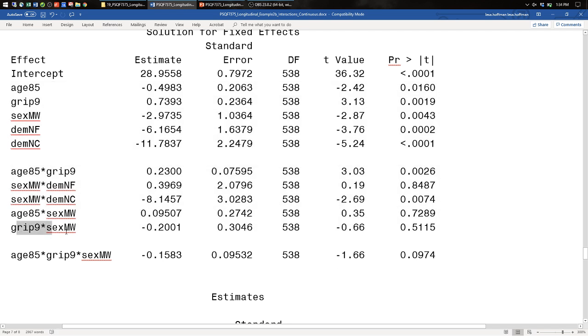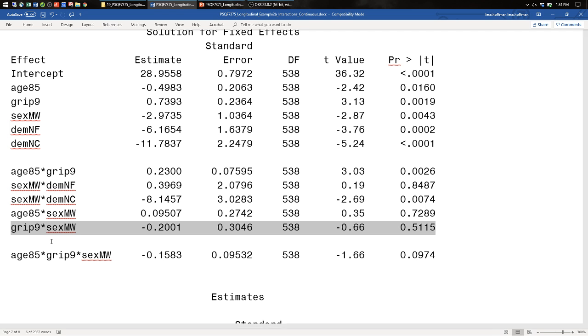So like this being non-significant, even though it's non-significant, it still means that this effect of grip strength up here is for men. The fact that this is non-significant means that it's not that different for women, but this is still for men because this is in the model. And if you're going to have the three-way interaction, you have to have all the two ways that go with it, otherwise it's not really the three-way interaction.